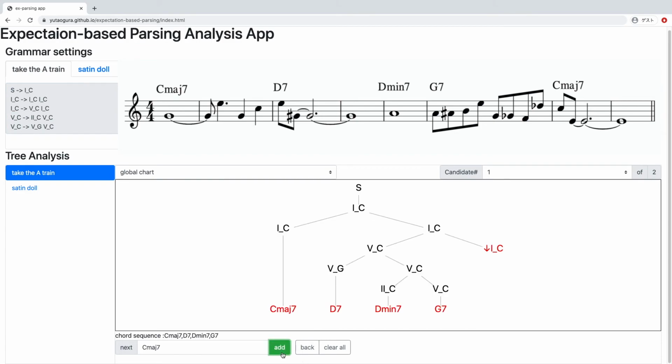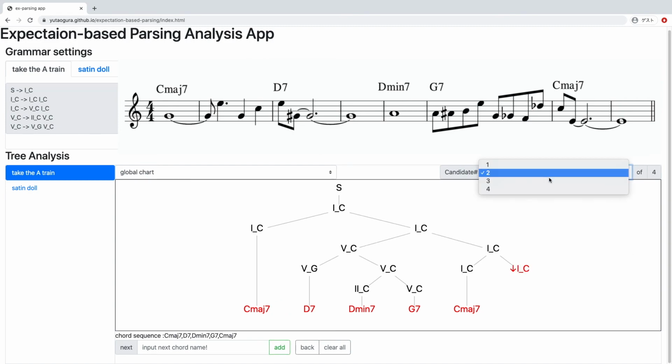Then, D minor 7, G7, and C major 7 are input. You can see how the chord fits into the expected structure. When C major 7 is input, it becomes a complete tree and the analysis of a part ends. However, there are other tree structure candidates. It is suggested that music will progress further.